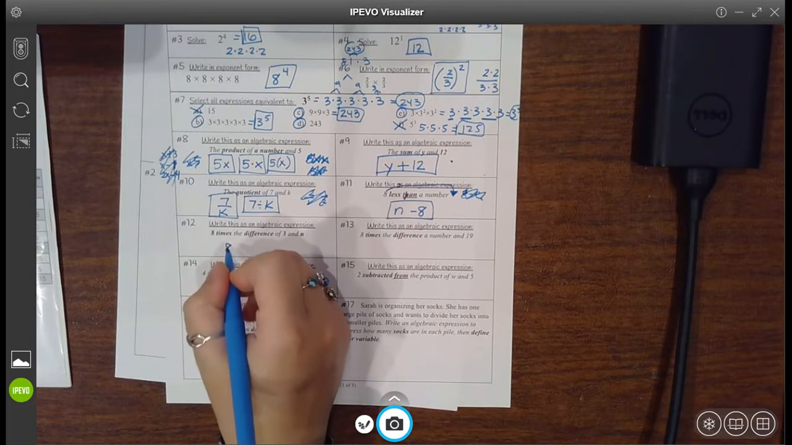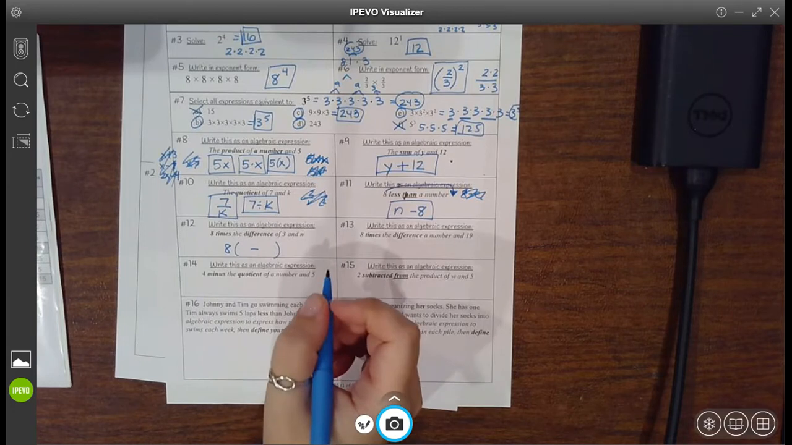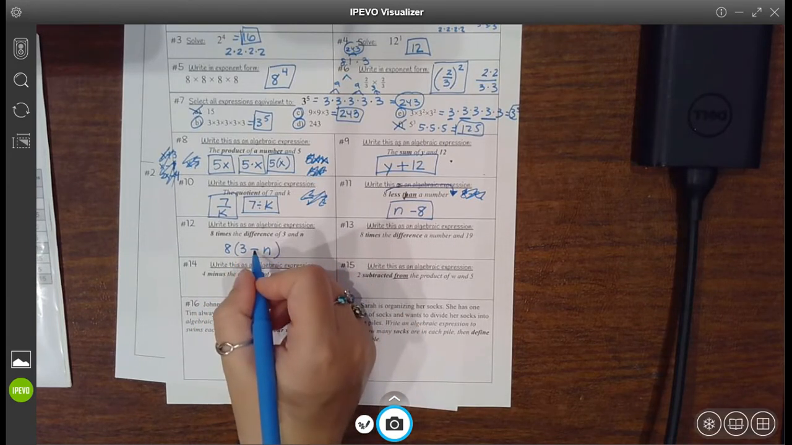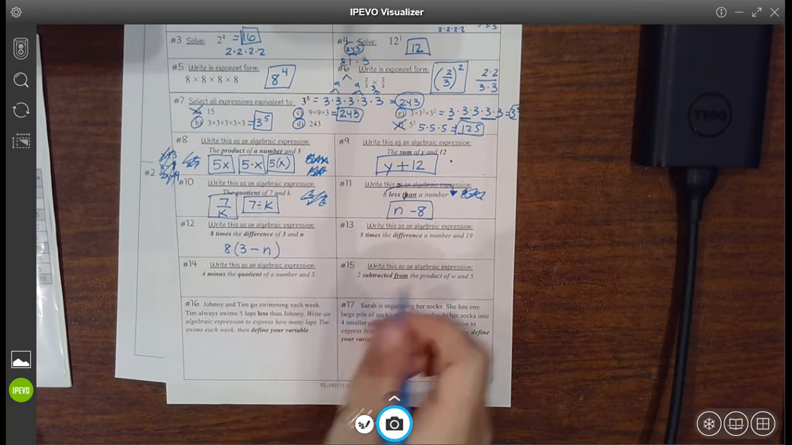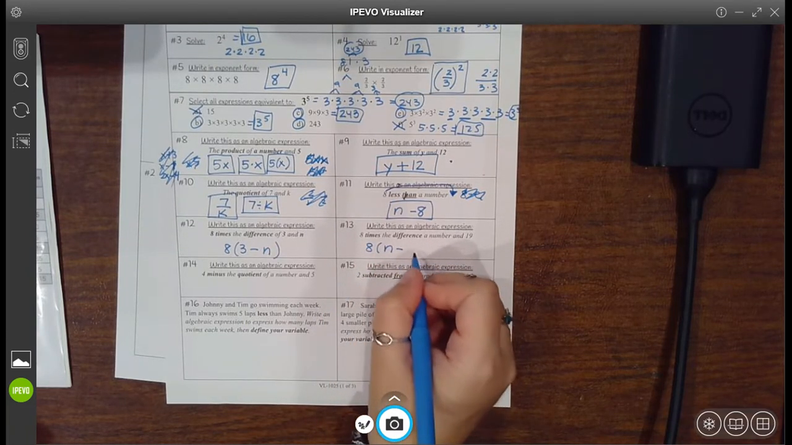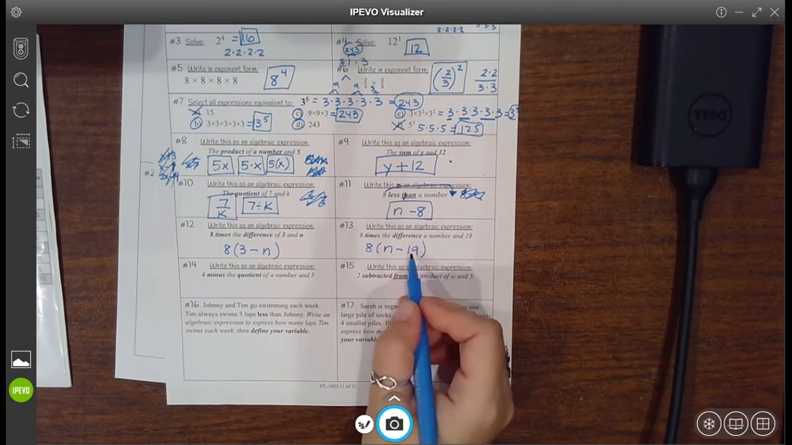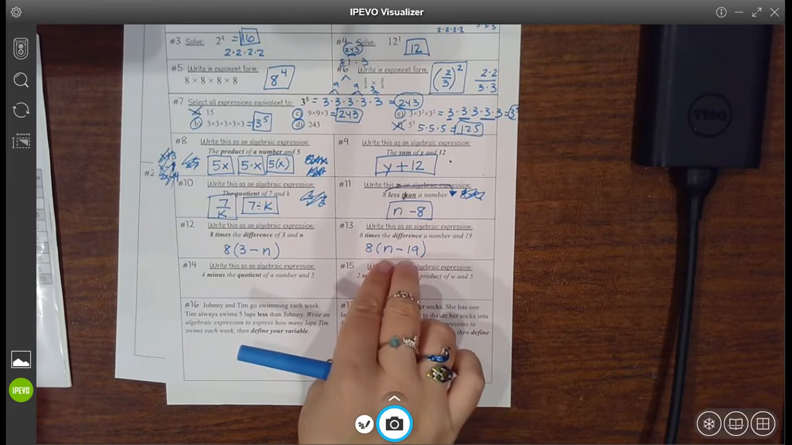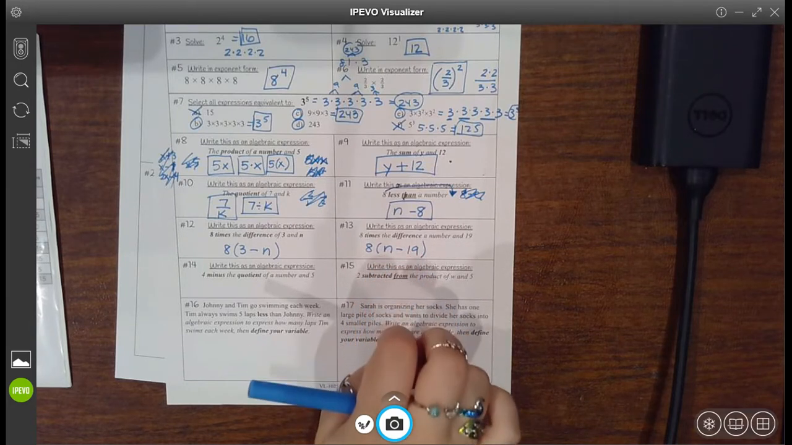This is saying 8 times what? 8 times some difference. Okay, so what am I subtracting? I'm subtracting 3 and n. So difference means subtract, and you keep it in the same order it comes. 3 first, n second. This is saying 8 times the difference of some number and 19. Okay, so notice how the number came first, 19 came second. So I put it in that order because difference doesn't change. The only time subtraction order changes is if you have less than, fewer than, subtracted from, and so on.